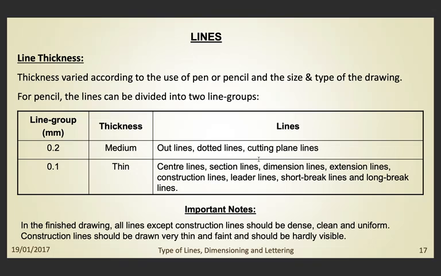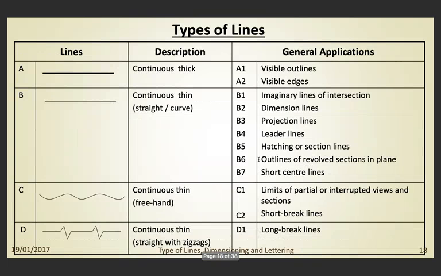You should always make sure that the thin lines are opaque and dark, and you can distinguish the main lines apart from the construction lines. So in the finished drawing, all lines except the construction lines should be dense, clean and uniform. As I said just now, construction lines should be drawn very thin and faint and should be hardly visible. So there are the types of lines and the general applications of it. You can just go through it.